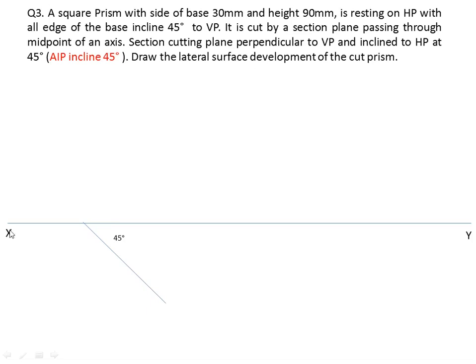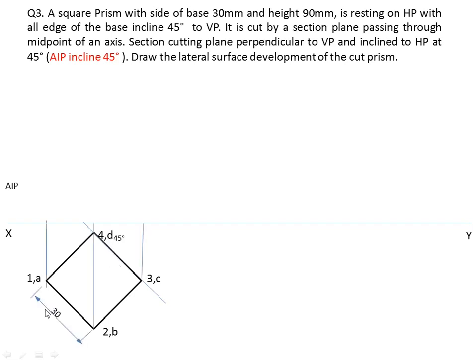Now here if you see, first we have to draw the XY line, then draw a line at 45 degrees, then mark here one point, here draw the square, draw the edge 30 mm, then draw a perpendicular to that edge and cut by compass. So complete this square. Next give the naming: 1, A, 2, B, 3, C, 4, D. Then give dimensions, transfer these projections.